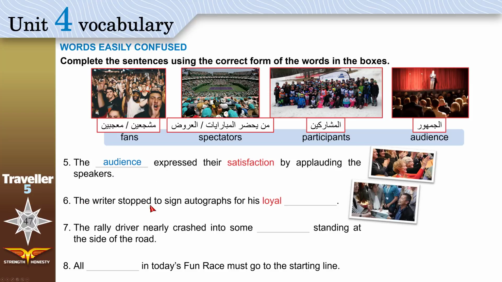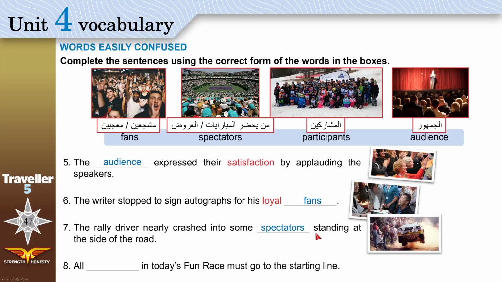The writer stopped to sign autographs for his loyal fans. Loyal means they give constant support. These people are into reading books written by this author, this writer. The rally driver nearly, almost crashed into some spectators. These people went to see the fast cars standing at the side of the road. All participants in today's fun run must go to the starting line.